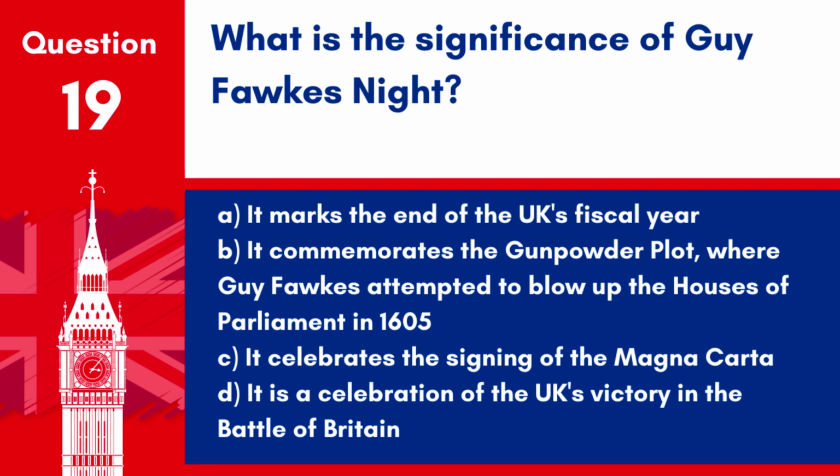Answer: B. It commemorates the Gunpowder Plot, where Guy Fawkes attempted to blow up the Houses of Parliament in 1605. Guy Fawkes Night, also known as Bonfire Night, is observed on November 5th each year with fireworks and bonfires, symbolizing the failure of the plot.